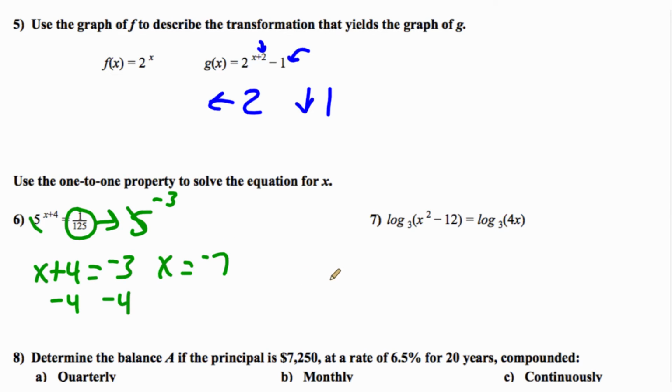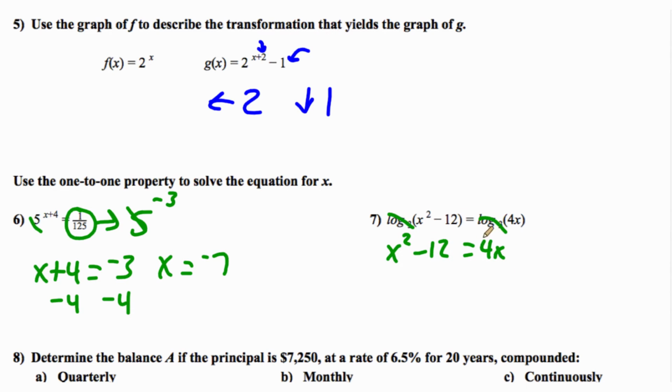x equals negative 7. Now we can also use the one-to-one property with logarithms as long as they have the same base. These logarithms are base 3 logarithms, so we're going to cross both of those off and just look at what's inside of the parentheses. So we've got x squared minus 12 equals 4x.